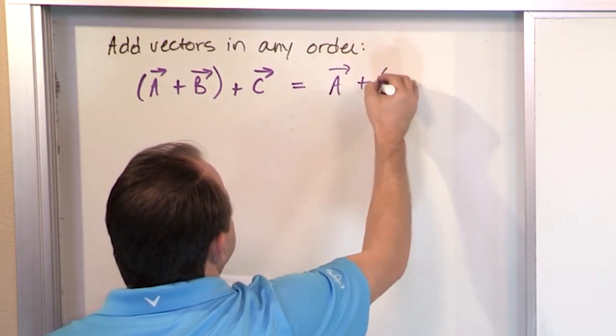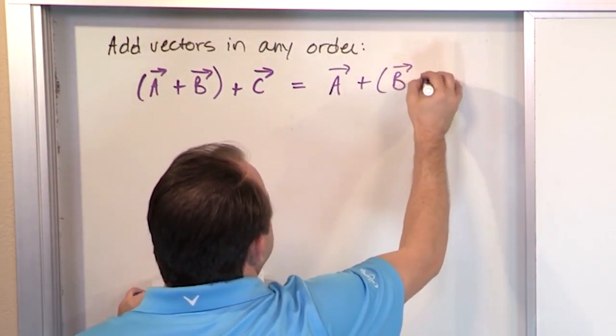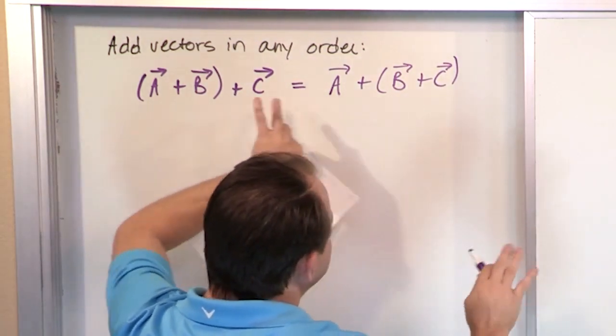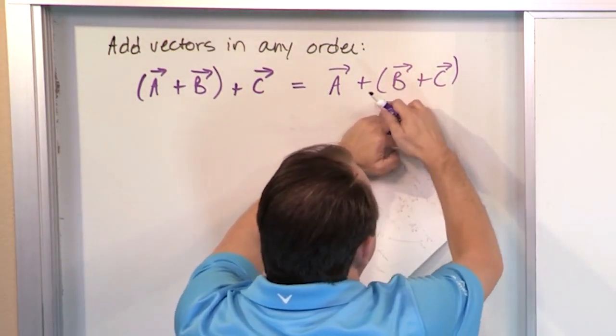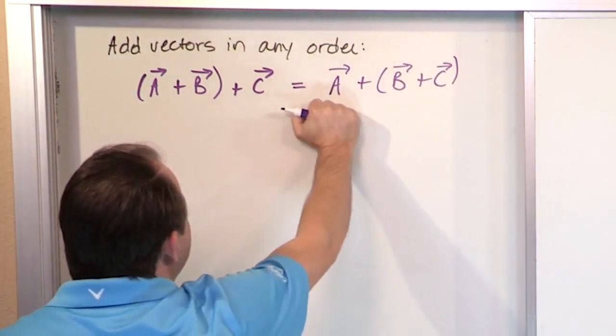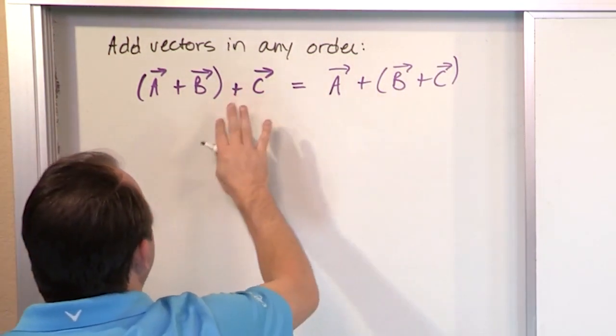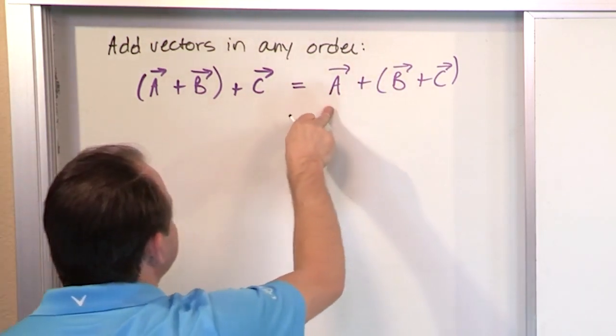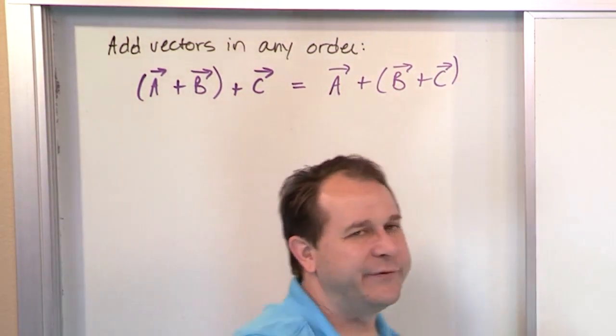I'll explain once I get it all written down. A plus, in parentheses, B plus C. On this side of the equation, it means forget about A. I don't even do him at all. I go over here to B and C. The parentheses mean I add B and C together, I get an answer, and then I add it to A. So you see, no matter how I do the ordering, whether I add these first and then this one, or if I add these first and then this one, I'm going to get the same exact vector.